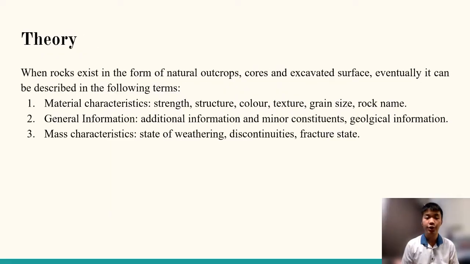And next, which is the theory. When a rock exists in the form of natural outcrops, cores, and excavated surfaces, it can be described in the following terms. The first one is the material characteristics, which are strength, structure, color, texture, grain size, and rock name. The second one is the general information, which is the additional information, minor constituents, and geological information. And the third is the mass characteristics, which are the state of weathering, discontinuities, and also the fracture states. Thank you.